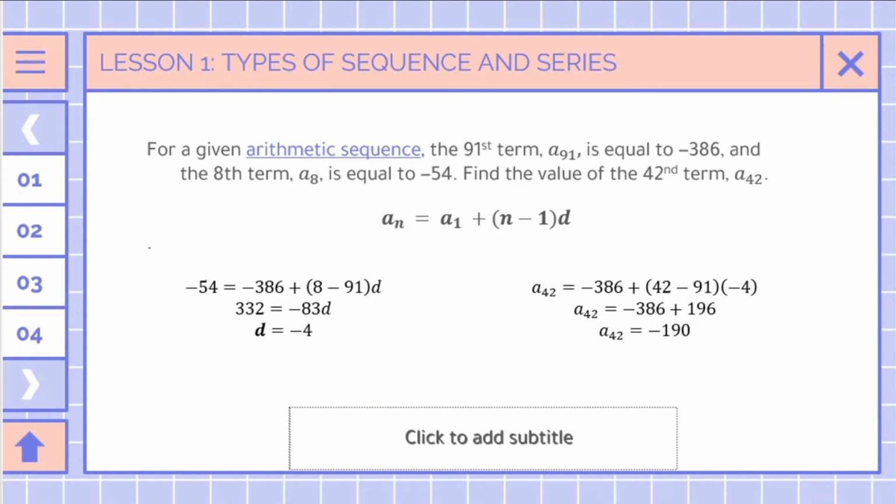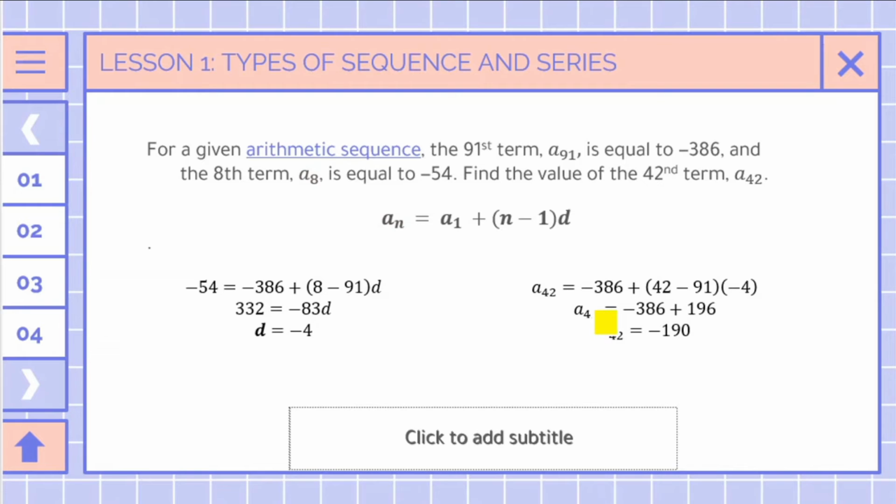Okay. Now for the next example. In some scenarios, your teacher will give you this kind of example. It says here, for a given arithmetic sequence, the 91st term, a sub 91, is equal to negative 386, and the 8th term, a sub 8, is equal to negative 54. Find the value of the 42nd term, a sub 42. As you can see, it is not arranged sequentially.